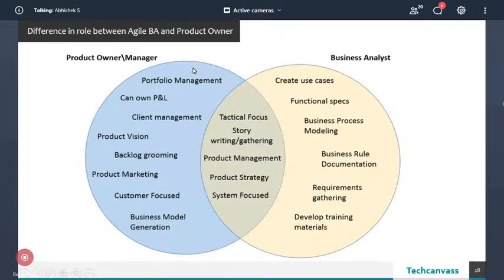So here again there will be a sort of overlap of roles. Client management is something that a product owner is doing completely. Owning profit and loss can be done by both a product manager and a product owner, right? Then product marketing, wherein you are discussing with your marketing team and your sales team, ensuring what the revenue out of it is. That is also completely a product manager's work.